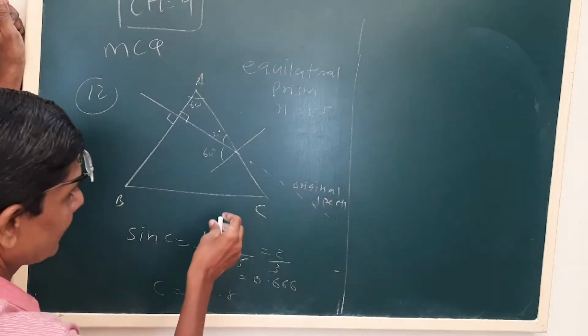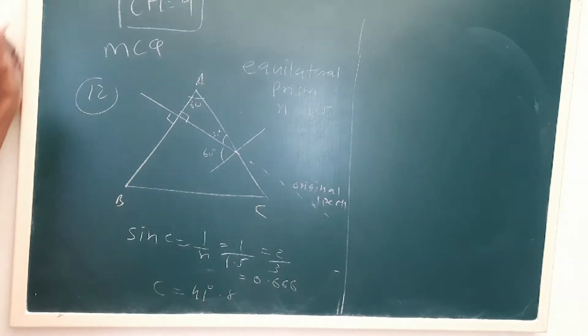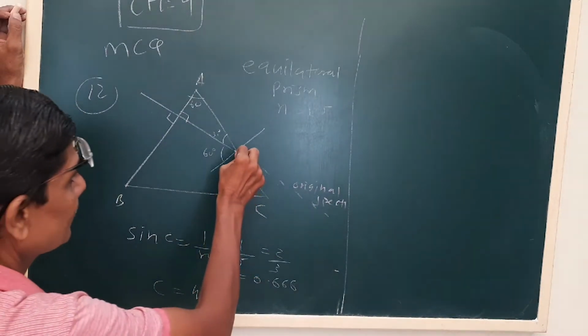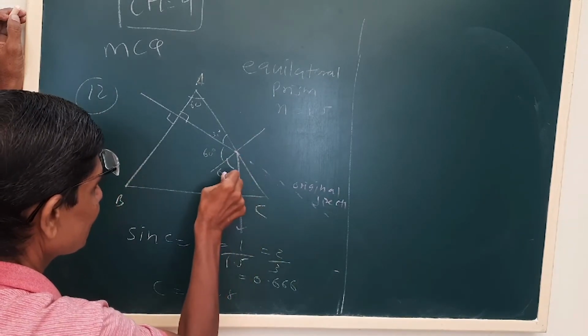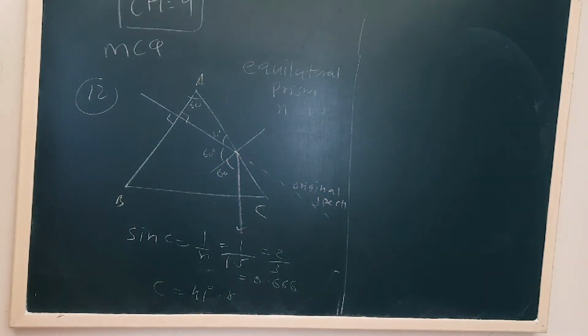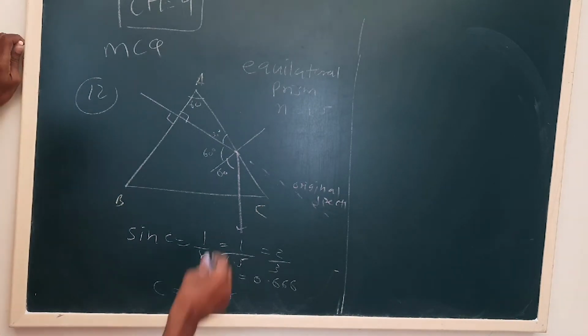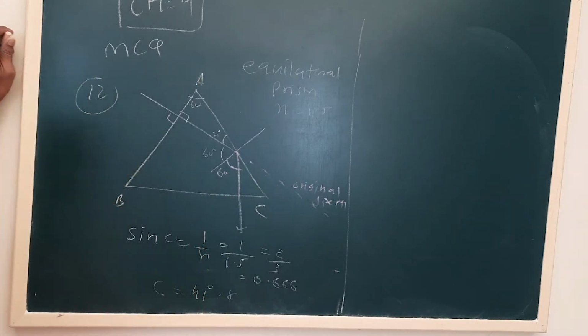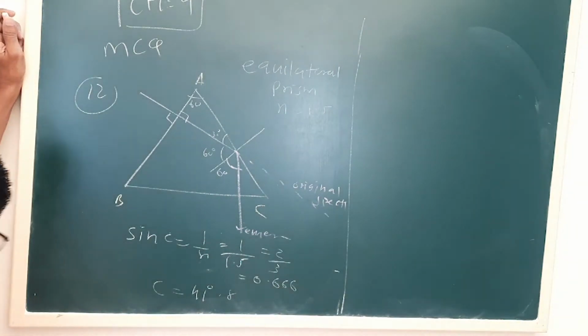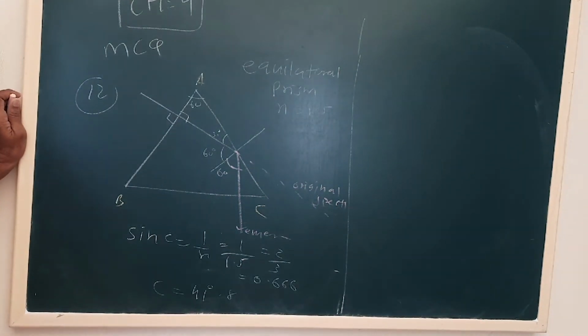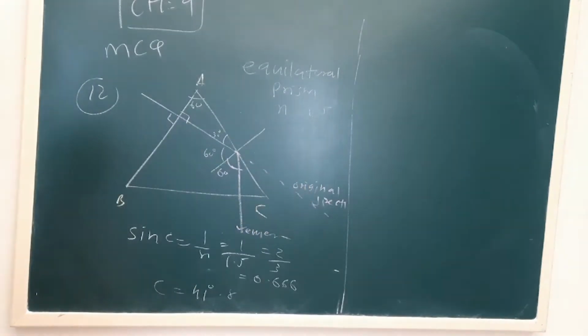So instead of moving in this direction, the ray will suffer TIR, that is total internal reflection. This angle also will be 60. Here, this angle also will be 60. Now, what is the angle of deviation? This is the original direction, and this will be the emergent ray. The angle of deviation is the angle between the original direction and the emergent ray.